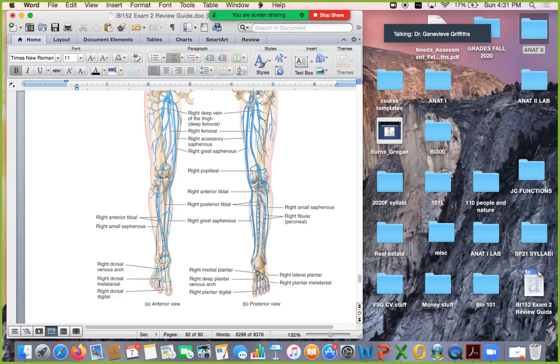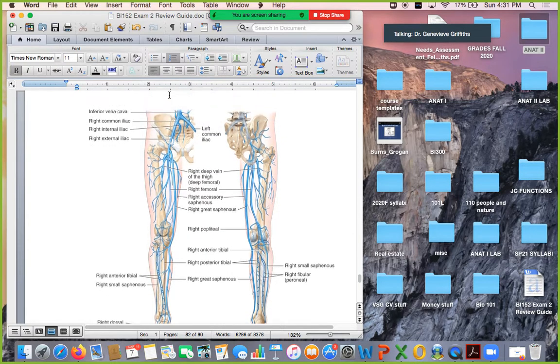Here we have the anterior view, or the front and top, and here we have the posterior, or the back and bottom. Let's do the anterior first. We have the dorsal digitals, dorsal metatarsals feeding into the dorsal venous arches, up into the anterior tibials, as well as the small saphenous. The small saphenous is going to branch off and meet back up at the popliteal. The great saphenous, however, is going to run all the way up and meet at the femoral.